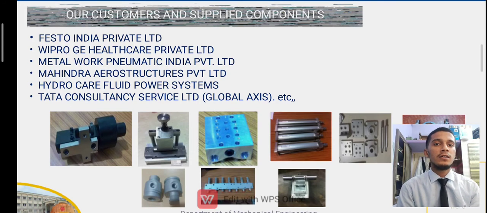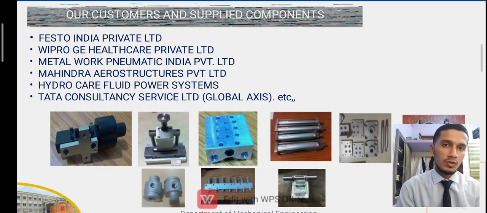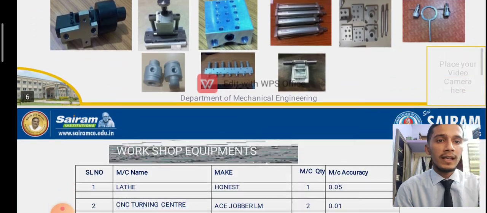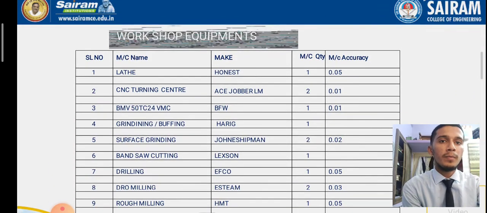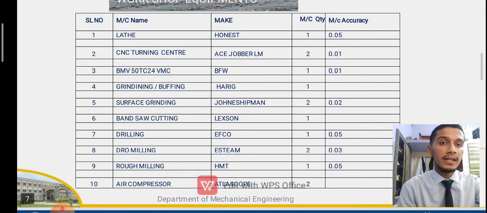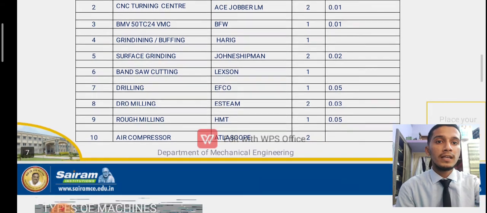The most important bridge we have to construct is between the customers and the components we sell. We manufacture for Festo India Private Limited, Wipro, GE, Mental Work, Hydrocare Fluid Power Systems, Tata Consultancy Services, Global Axis, etc., and some typical pictures are shown. Coming to the workshop requirements: lathe, CNC turning, BMP 50, TCS 24 VMC, grinding, surface grinding, band saw cutting, drilling, draw milling, etc.